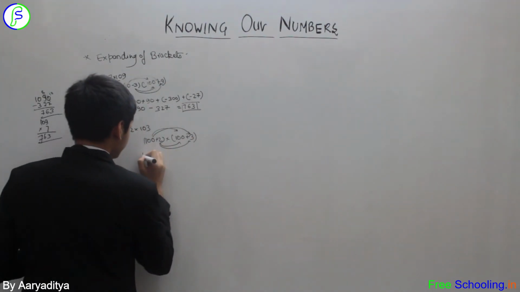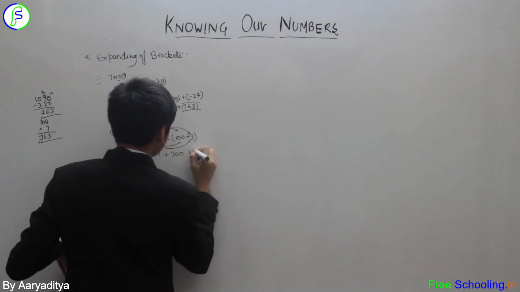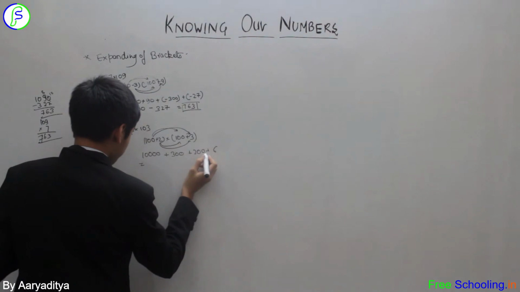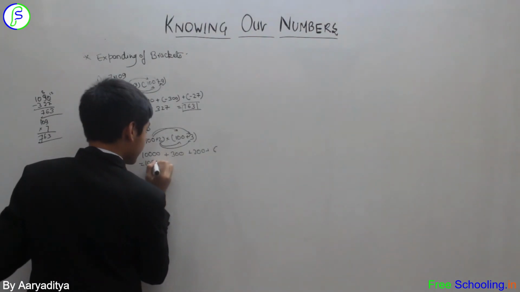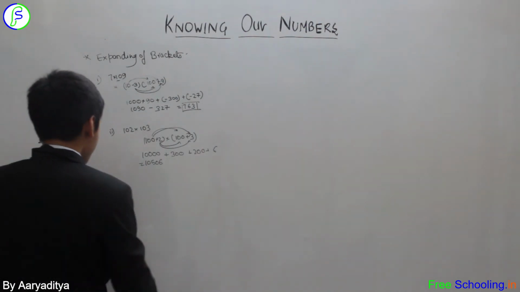Following this up, we get 0, 0, 0 plus 300 plus 200 plus 6. In total, what do we get? This one becomes 500, so we got 10506. Okay, so this is how we do it. Let me give you one more example.